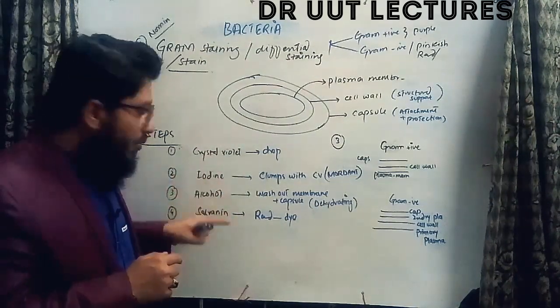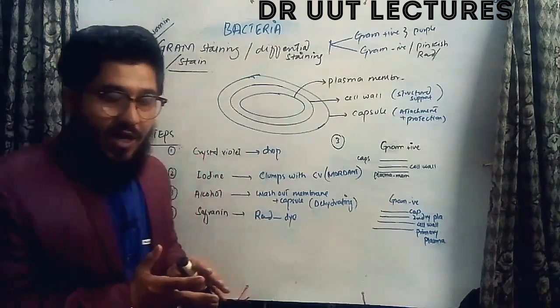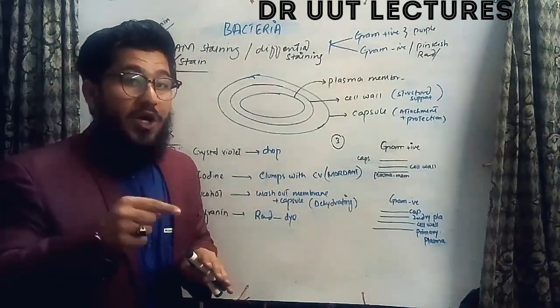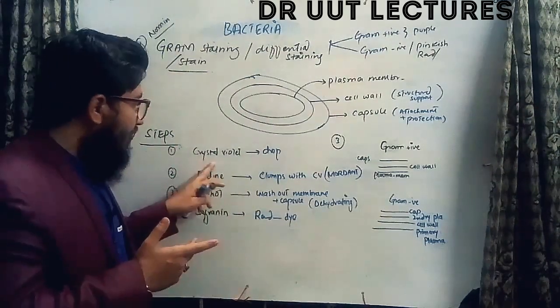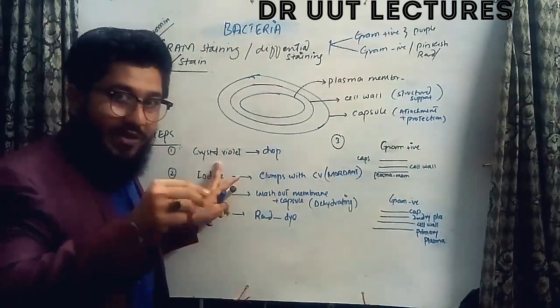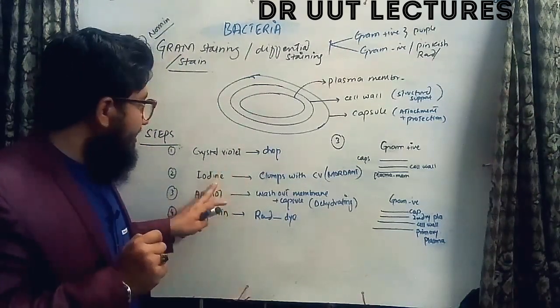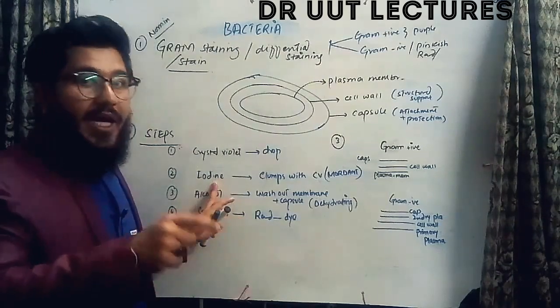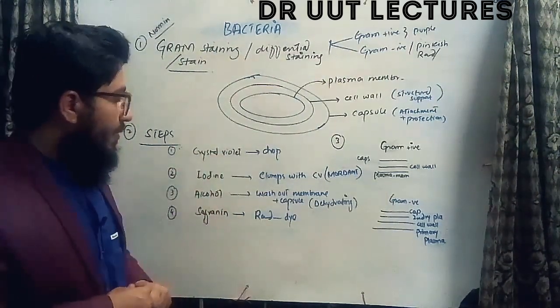Remember, in each step, we are supposed to wait for about 30 seconds. And we are also supposed to wash the slide after performing any step. Meaning if we applied the crystal violet dye for the first time, we'll wash the slide. And in the second step, when we apply the iodine, again we will wash. So this is the rule regarding the staining.